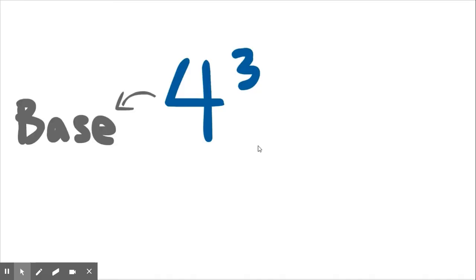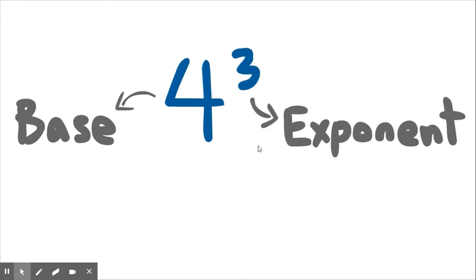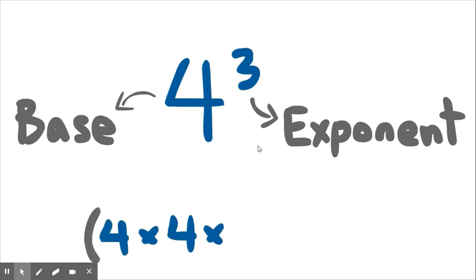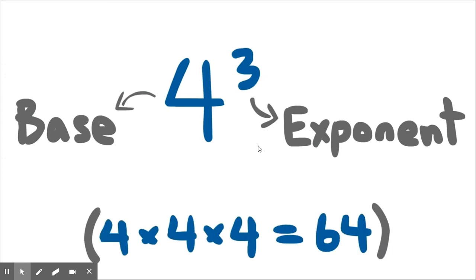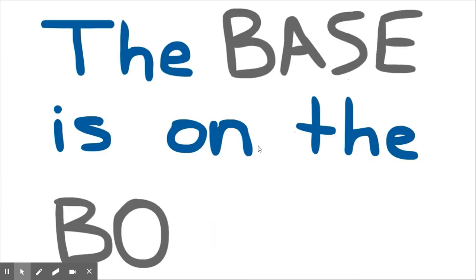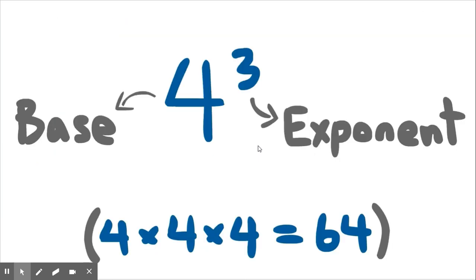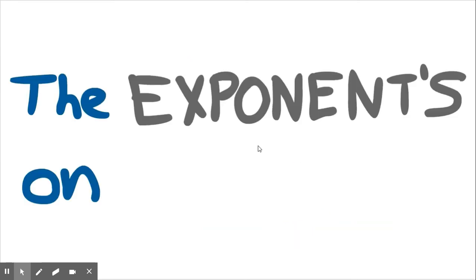There's 2 parts of a power: a base and an exponent. The base is on the bottom, it's the number being multiplied. The exponent is on the top, it tells you how many times the base is multiplied by. Where's the base? The base is on the bottom. Where's the exponent? The exponent's on the top.